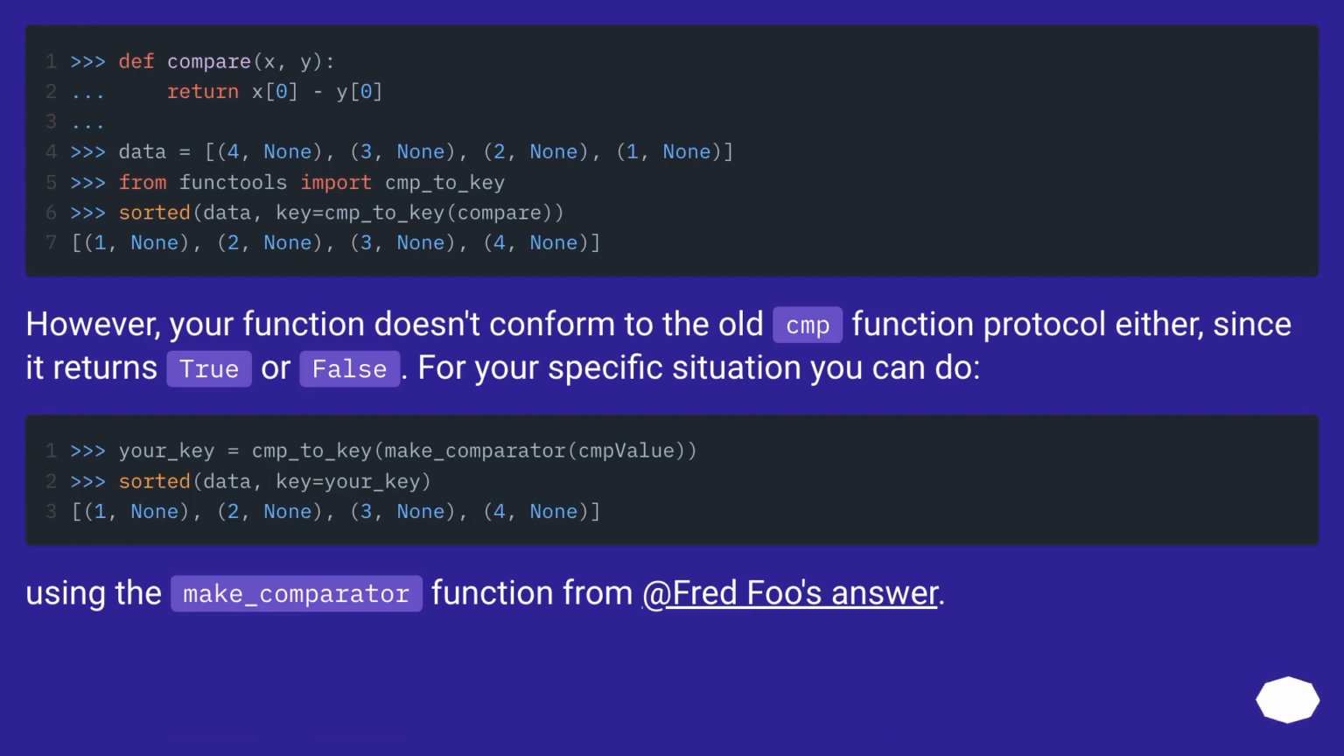However, your function doesn't conform to the old cmp function protocol either, since it returns true or false. For your specific situation you can do this, using the make_comparator function from @fredfoo's answer.